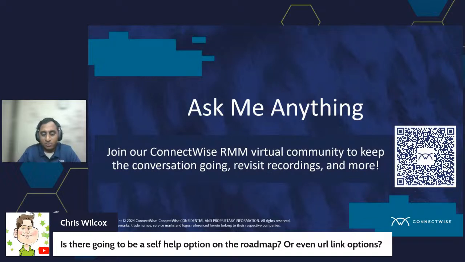Then the URL piece is available within Communicator. You can customize URLs and route them to different places like your website or some other forms or other sections within the system. You should be able to do that. But I would like to get more details about the self-help option.